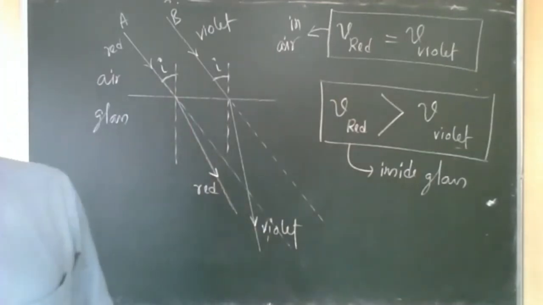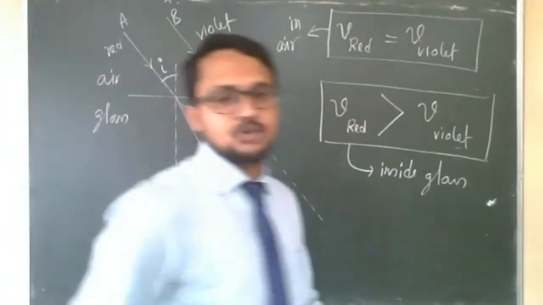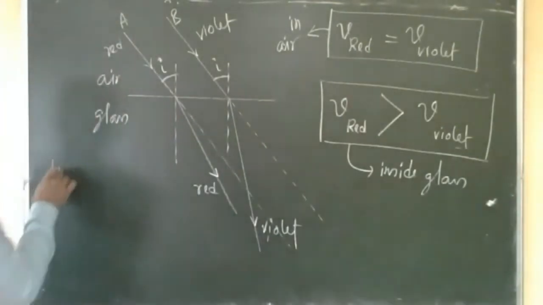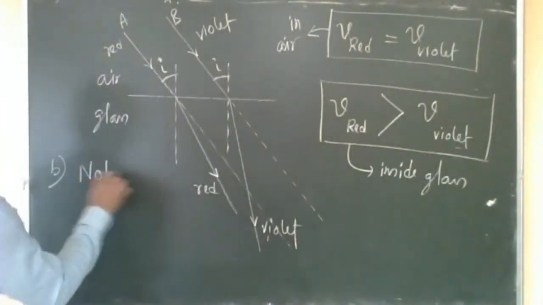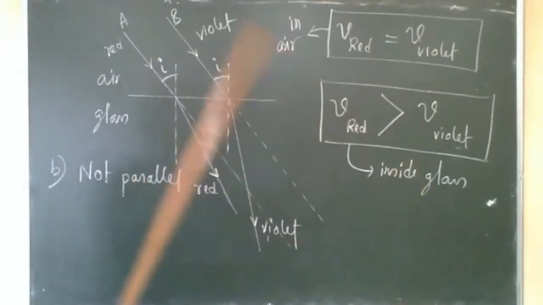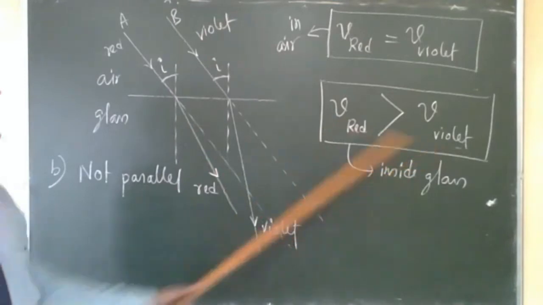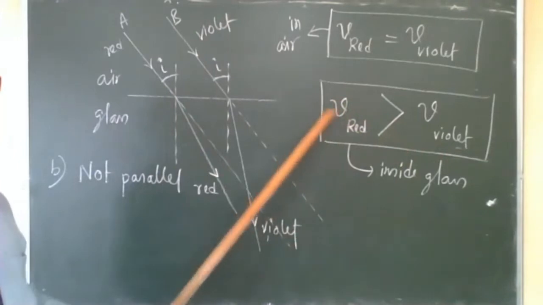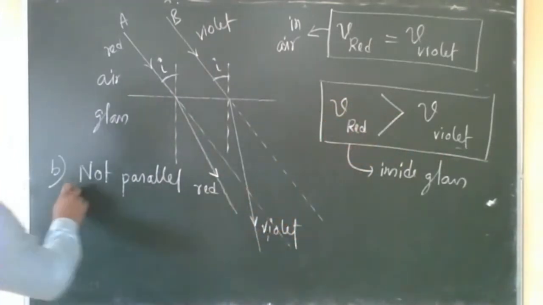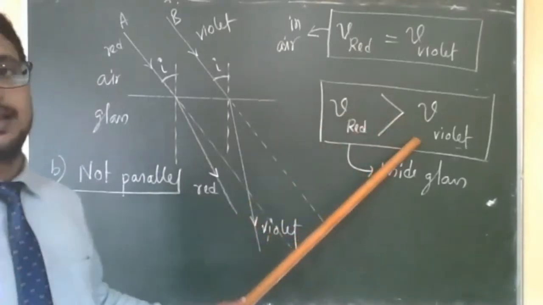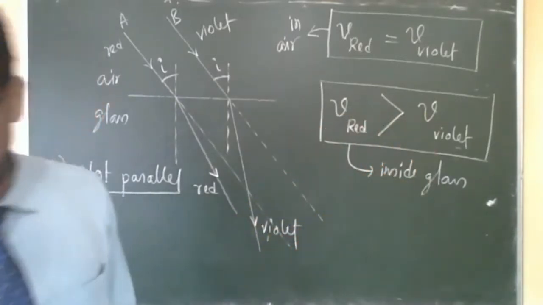Second question: are the two refracted rays in glass parallel? No, they are not parallel. Why? Because their speeds are different inside glass. So they are not parallel inside glass. What is the reason? The speeds of red and violet colors are different inside glass.